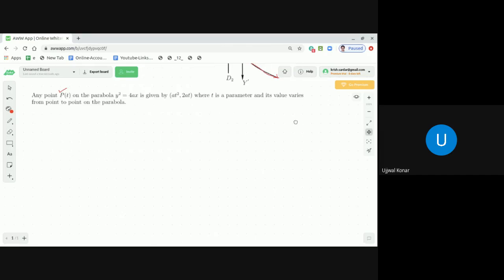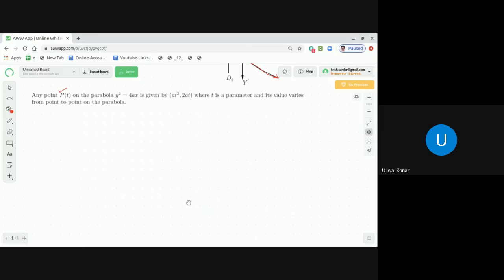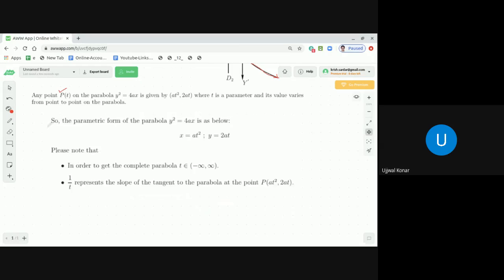Okay, and that I'm going to show you now here, dear students. As you see, the parametric form of the parabola y square equal to 4ax is below: x equal to at square and y equal to 2at. Please note the two points.